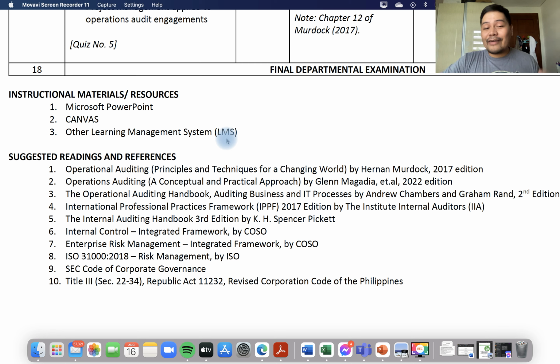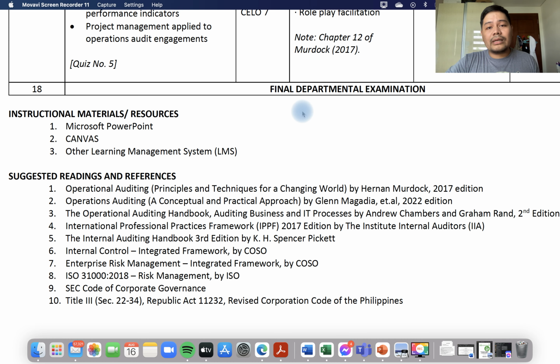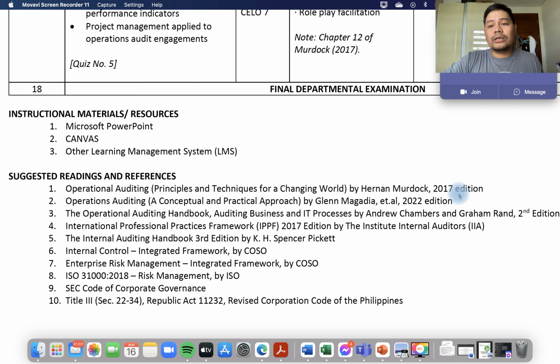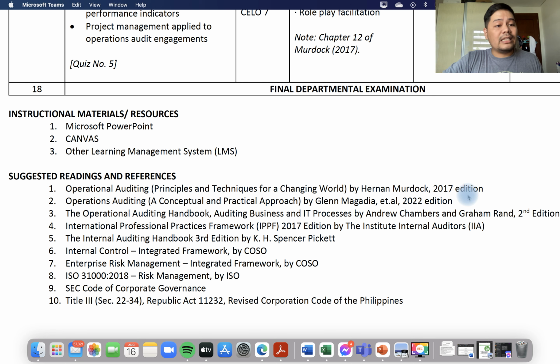We don't have any prescribed books for this subject, but we have suggested readings and references. So etong listahan na to, nakatulong yan para mag-come up with regard to the content of the course. As you can see, may mga topics na cover ng number 1, hindi lahat. That is Operational Auditing: Principles and Techniques for a Changing World by Hernan Murdock, 2017 edition. FYI, available naman siya sa internet. Kayo nang bahala doon.